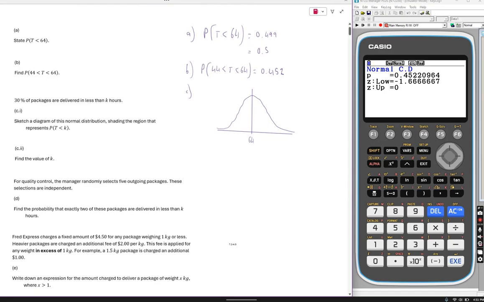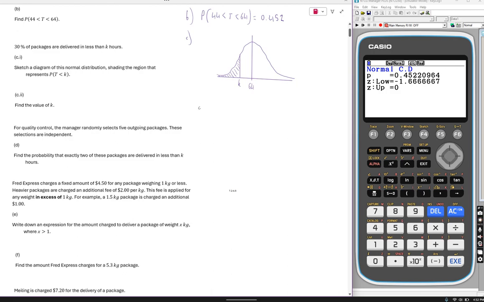Back to question CI, it says 30% of packages are delivered in less than K hours. So K is going to be kind of down here somewhere. Let's call that K. And you also need to shade the region. So all of that region that is less than K, I need to shade that in. Yours needs to be hopefully a little bit neater than that, but you get the idea. K has to be less than the mean, and we have satisfied that question.